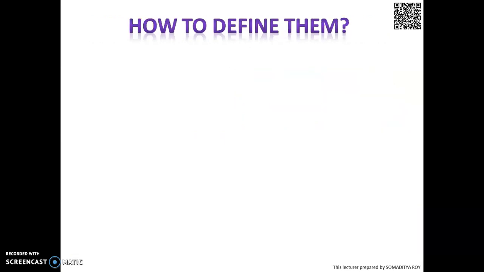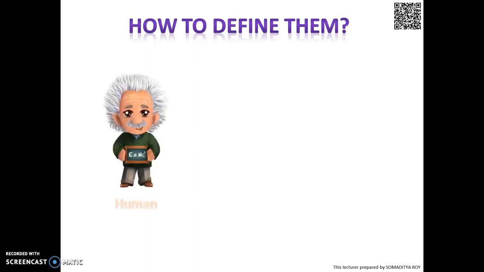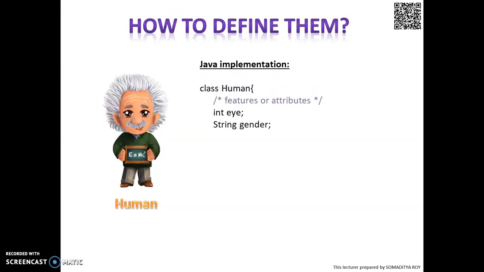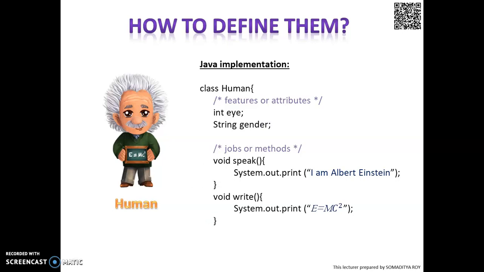So how to implement or define them in Java? Let us first talk about human. As our concept is human, we will write class Human. Now what are the features or attributes? Well, eye and gender are two attributes. Now what about the job? Well, we know human has a job or method which is speak, and that is properly defined, which says I am Albert Einstein. Same for the write method, that is also properly defined and it says E equal to mc square.